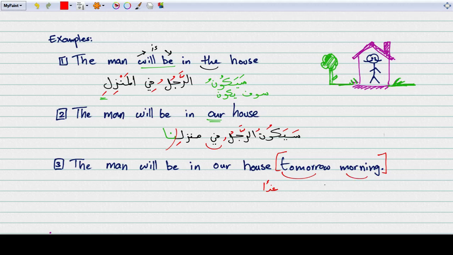Okay, morning, صباحا, and basically that's it. The sentence will stay the same, and you just add this to the end or to the front if you're going to say tomorrow morning the man will be in our house. It's up to you. So basically, if I rewrite the whole sentence, it would be سيكون الرجل في منزلنا غدا صباحا.